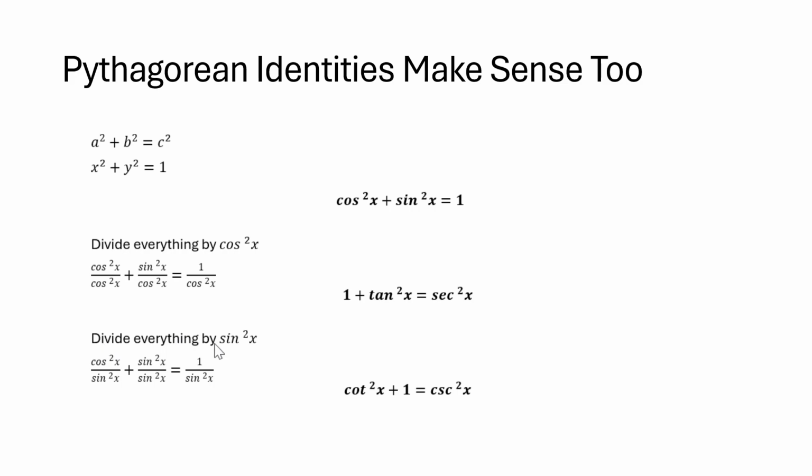Similarly, if you divide everything in your original Pythagorean identity by sine squared of x, then this one becomes the cotangent squared of x, this one becomes the 1, and then this one becomes the cosecant squared of x. So the Pythagorean theorem gives us the equation of a unit circle in an algebra class, which gives us this Pythagorean identity in a trig class, which gives us the other ones also.